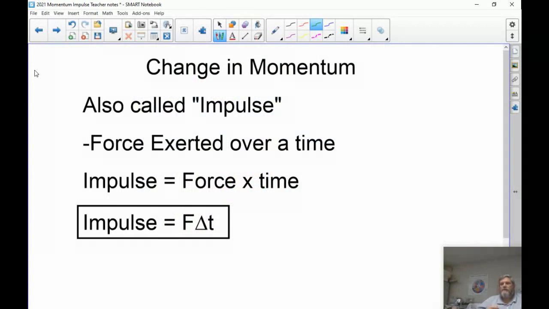All right, so change in momentum is also known as impulse. An impulse is a force exerted over a time period. So impulse can be written as force times time. And so anytime you see change in momentum, that's the same thing as impulse, and that's the force times the time. And now we're going to do a couple of examples where we use that.